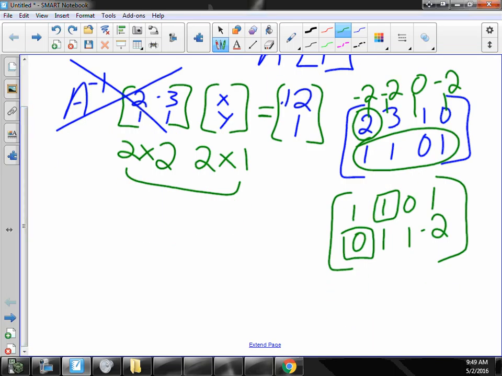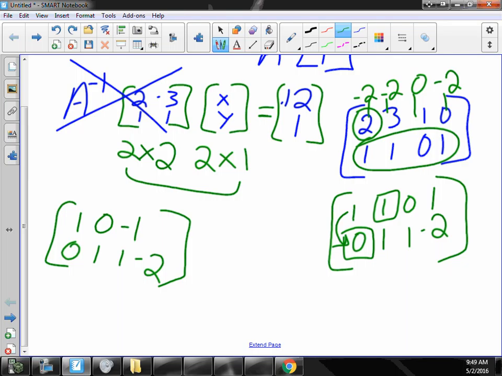So take the first row and subtract the second row. The second row is going to remain 0, 1, 1, -2. And then the first row will be the first one minus the second. So 1 minus 0 is 1. 1 minus 1 is 0. 0 minus 1 is -1. And 1 minus -2 is 3.